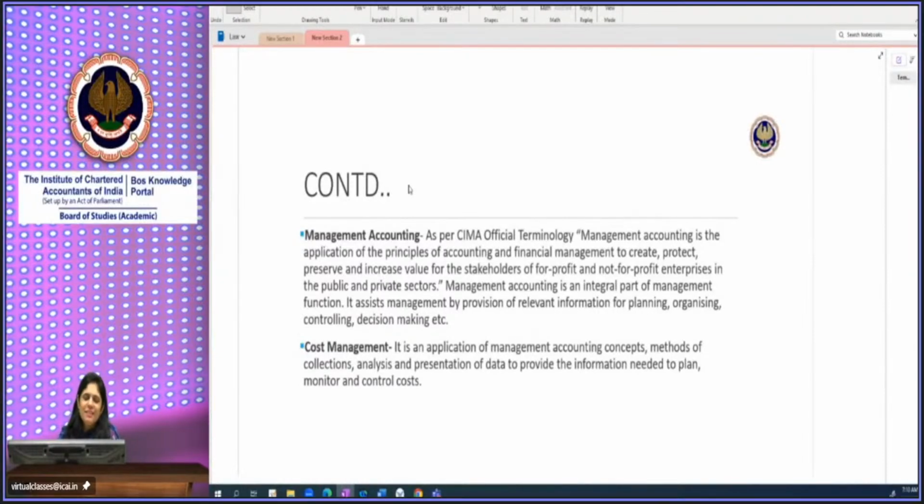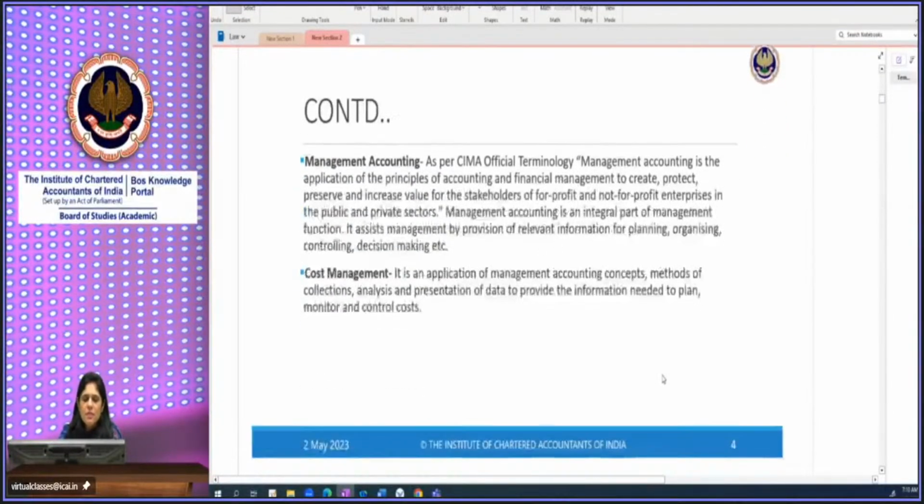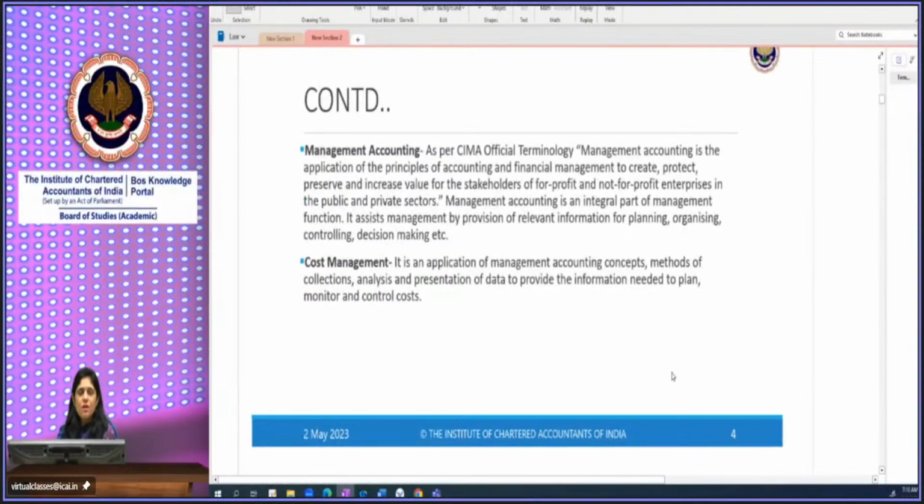All right. So let's continue with management accounting. Management accounting is the application of principles of, now, management accounting again is a vast domain.